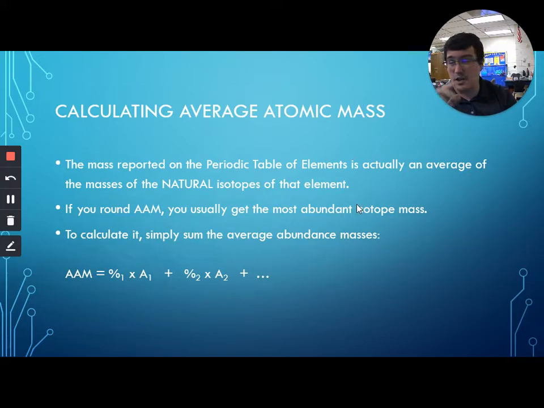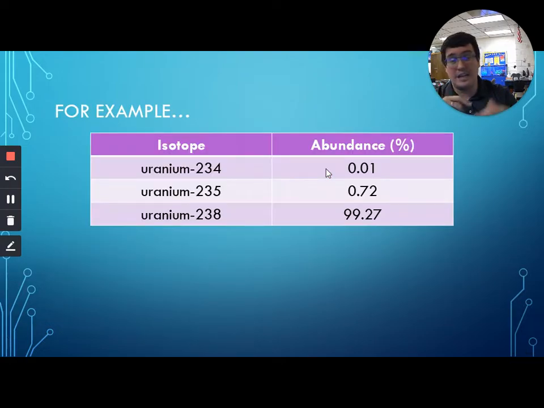What's interesting here is I'm going to throw this one in. You hear me saying naturally occurring? That is done by nature. Human beings can actually make isotopes, and we'll talk about those at the end of the semester. But we don't include those in these calculations. If it's a man-made isotope, it doesn't get included in these calculations. So let's look at an example.